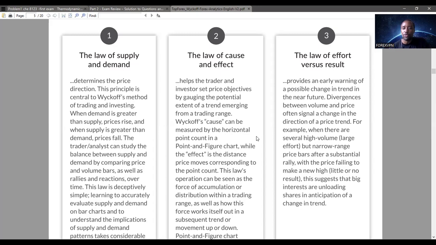But when you have narrow range price bars after a substantial rally, with the price failing to make a new high, little or no result can come out of that. So this will suggest that big interests are unfolding. So if you see that there is not much price volume, there's not much effort in the market, you see that many people are pulling out of that market and that market might fall. So these are the three laws that are guiding Wyckoff.